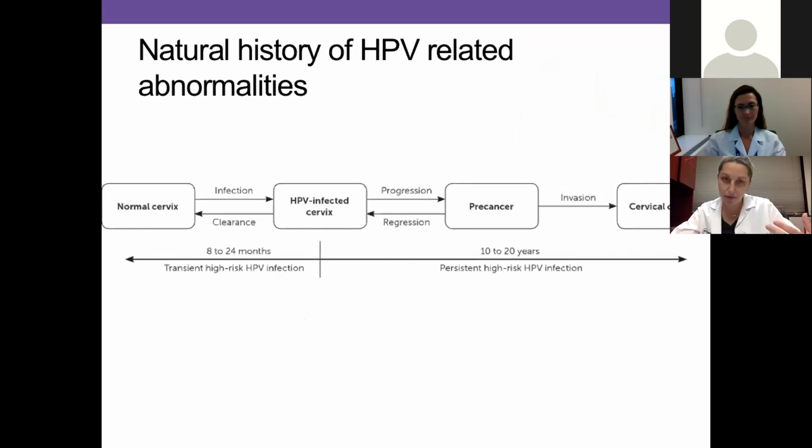And in that time, your body can clear the HPV infection or make it go dormant so that it's not causing any issues. So the normal course of HPV is that you are exposed, it can cause some issues. The issues can then regress or progress, and that would be something that would be picked up on a pap smear. And then if left untreated for 10, 20 years, that's when it becomes a cancer.